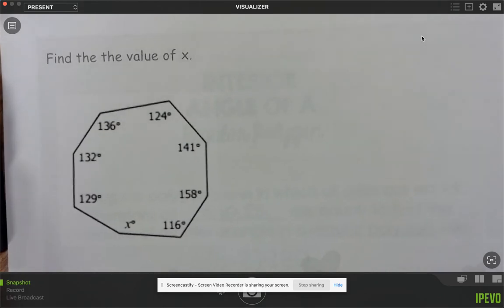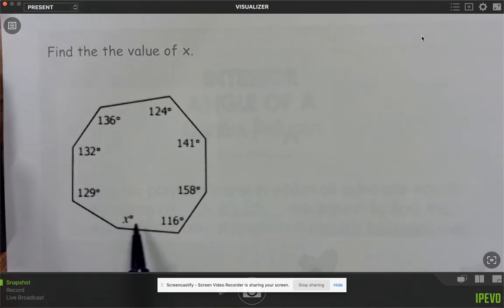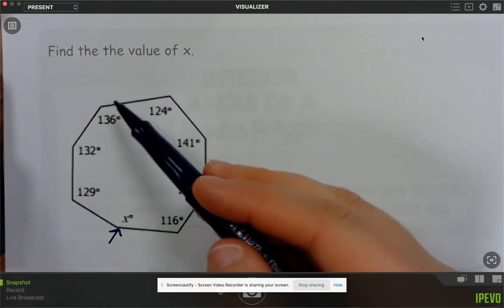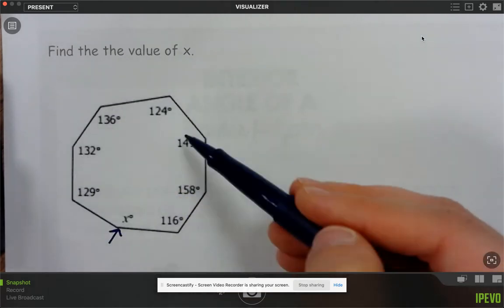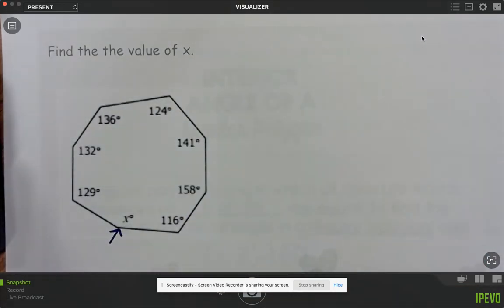All right, now we are looking for this missing angle here in this polygon. So there's a few steps to this problem. Our end goal is to figure out what this angle measure is. In order to do that, we first have to figure out what all of these angles inside this shape add to. Well, let's first figure out what kind of shape we even have here.